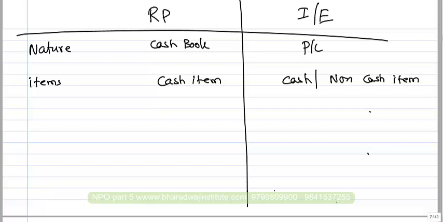Will you record non-cash items? For example, we worked out depreciation on assets. Will it come in receipts and payments account? We worked out some bad debts, subscription not paid, members resigned, loss on sale of assets. Whether those things will come in receipts and payments account? No, it records only what? Cash items. Non-cash items are not recorded. That we had seen already.